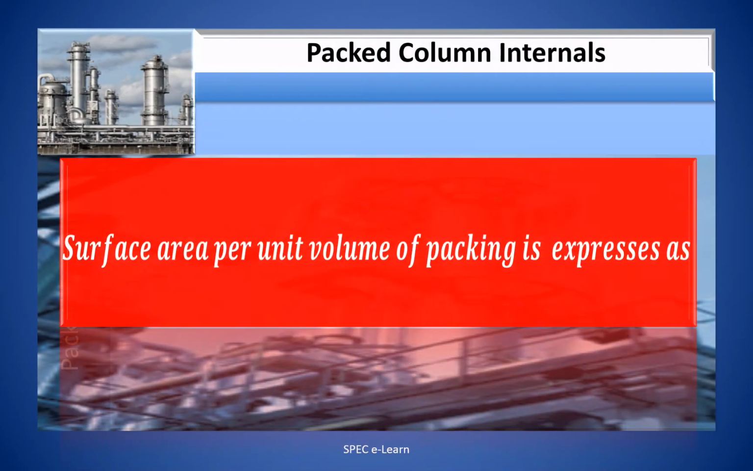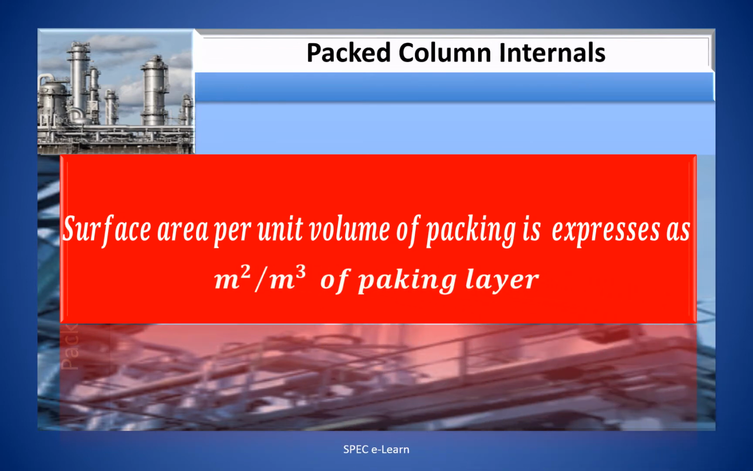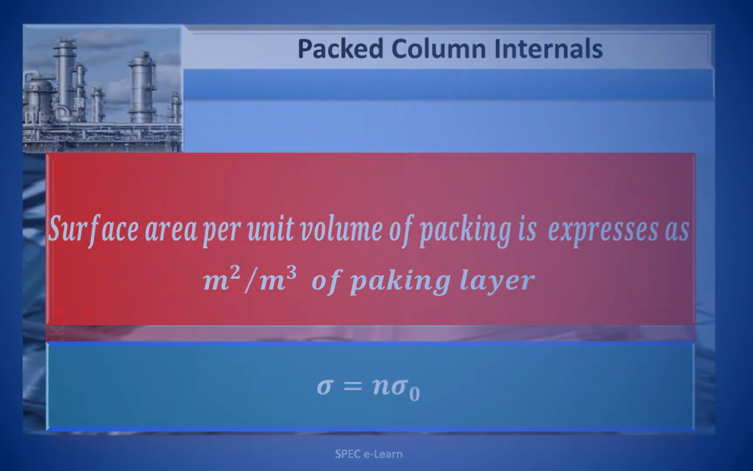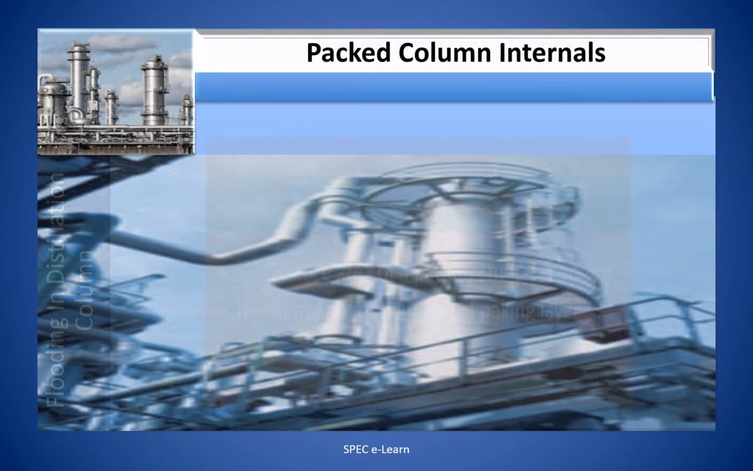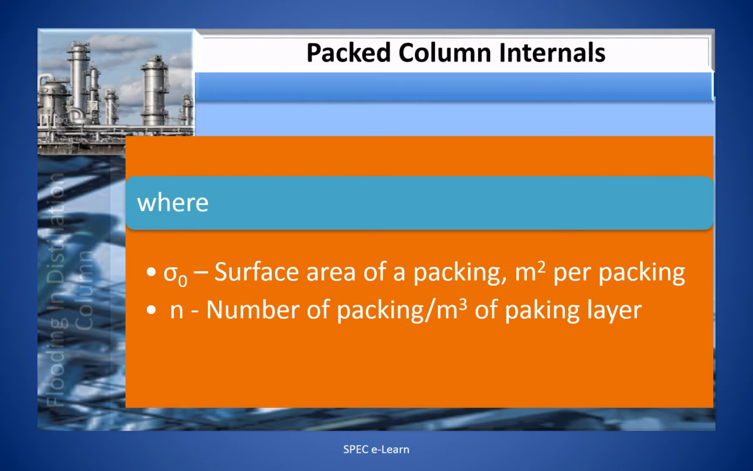Surface area per unit volume of packing is expressed as meter squared per meter cube of packing layer. Surface area is designated as sigma. Sigma equals n times sigma naught, where sigma naught is the surface area of one packing in meter squared per packing, and n is the number of packing.